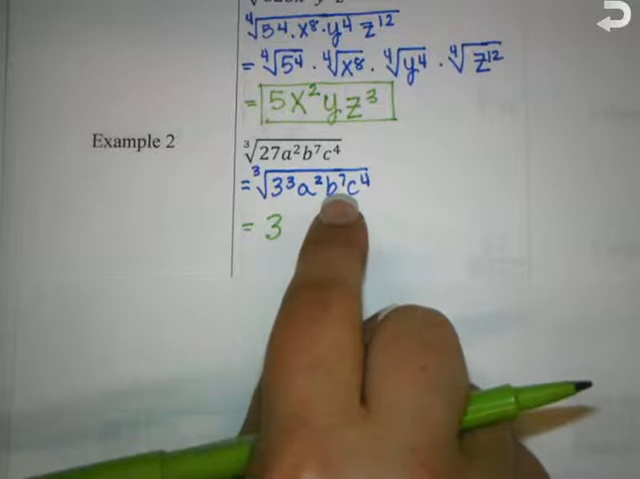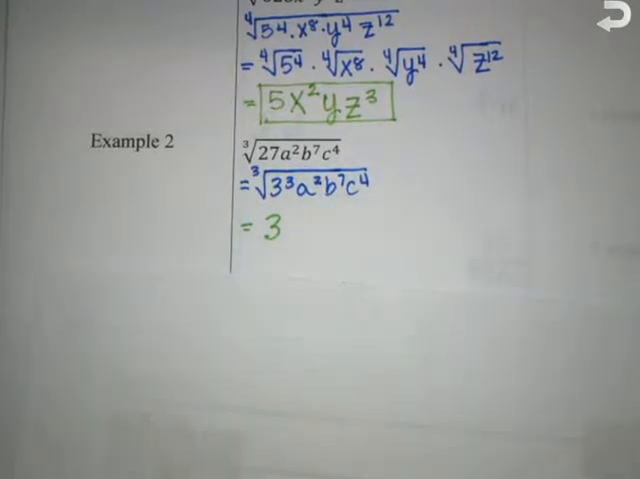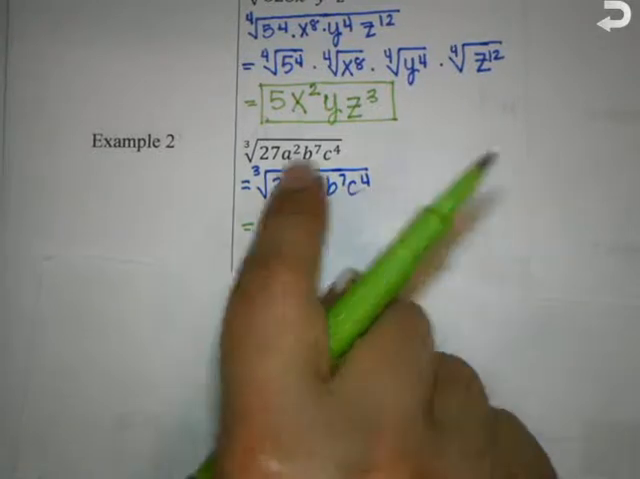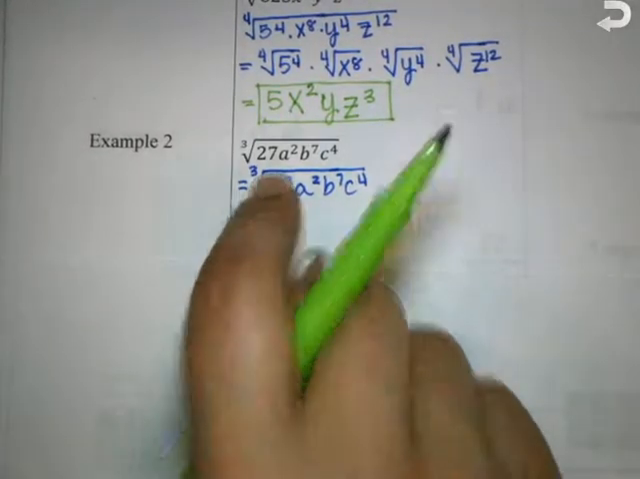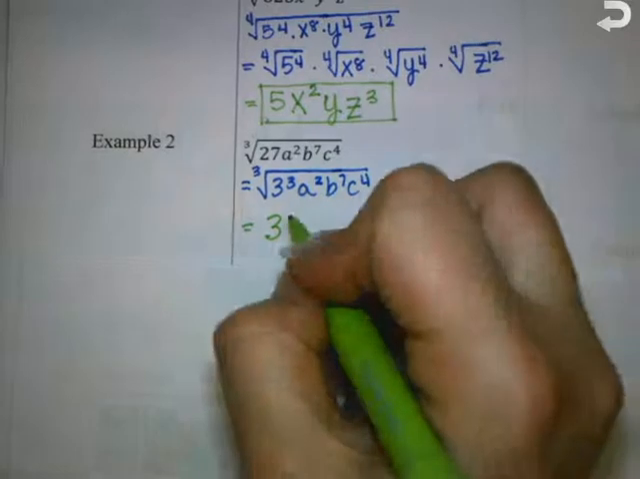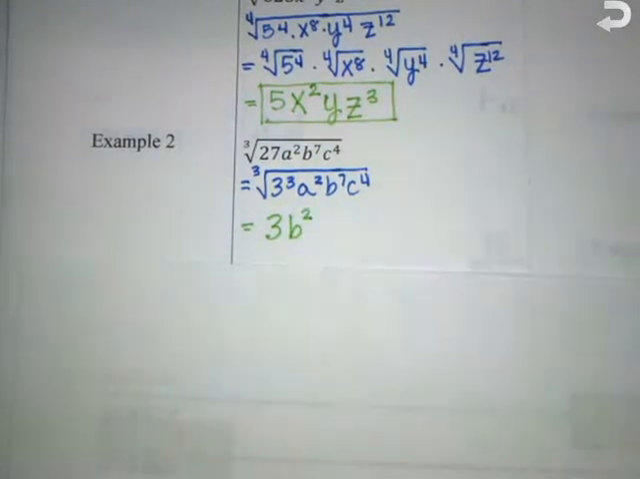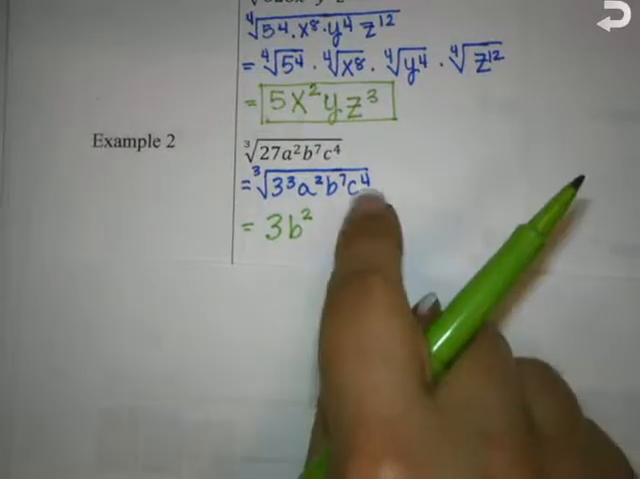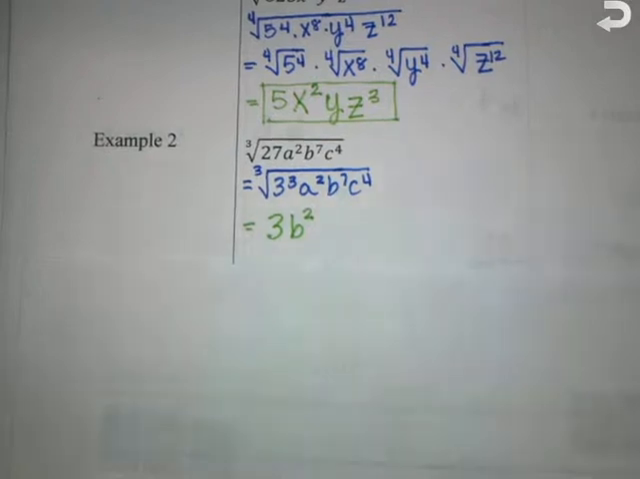What about b to the 7th? Are there any groups of 3? There's 2 groups of 3, right? 7 divided by 3, I can have how many times equally? b to the 2nd, right? What about c to the 4th? How many groups of 3 are in there? 1, so it's just going to be c.